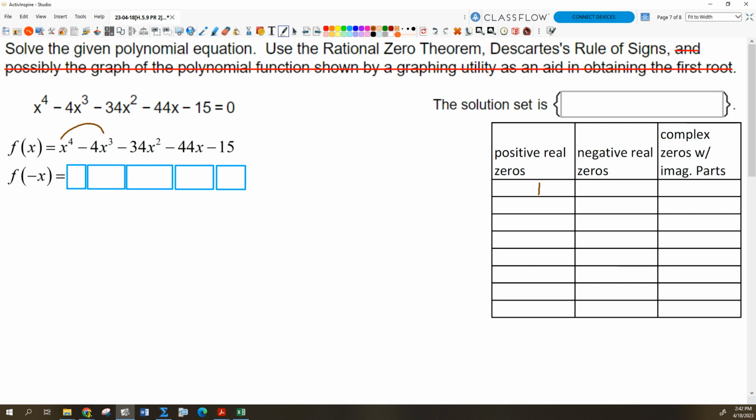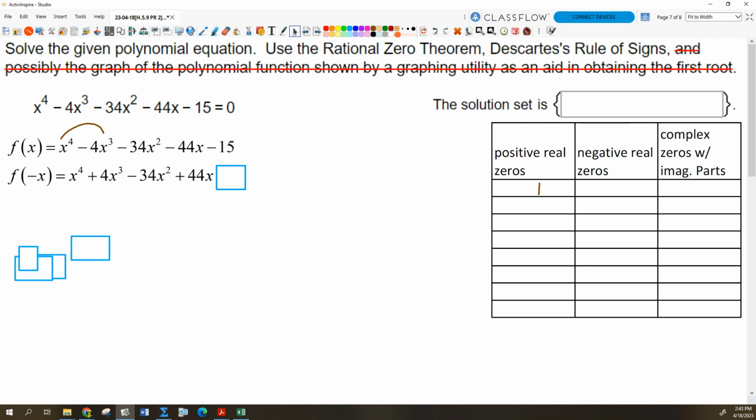How about negative? So if I do f of negative x, what's my first term going to be, Mason? X to the fourth. What's the next one going to be, Jimmy? Yep, that's going to change to a plus 4x cubed. Next one, Griffin, what's the next one? Okay, that one stays negative. Next one, Colson? Good, plus 44x. Last one, what's that going to be, Shane? Positive or negative? Negative, right? It wouldn't change, because it's an even power of x. Negative 15, there's nothing to change it. It just stays the same.